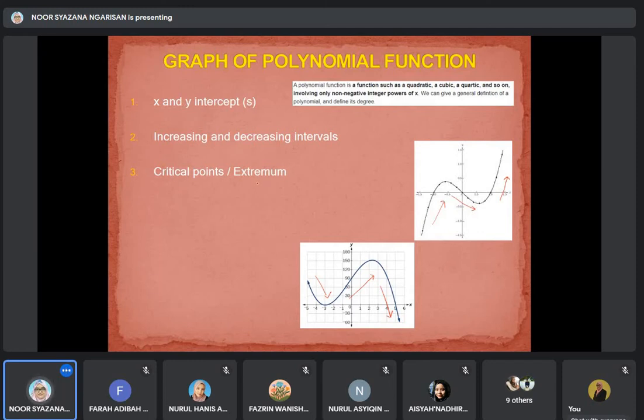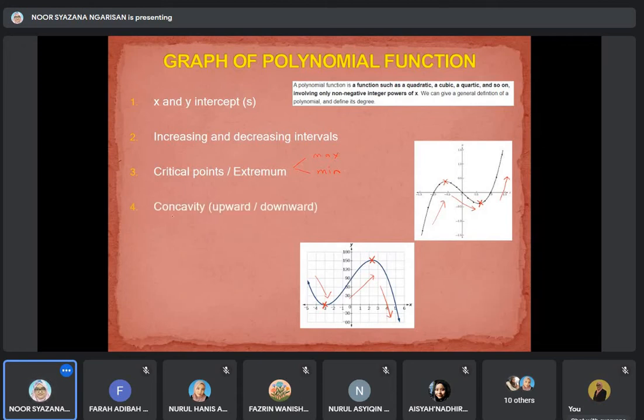Third, critical points or extremum. Okay, nama pun critical. Okay, critical point ni ada dua. Sama ada maximum ataupun minimum. Okay. Maximum point or minimum point. Based on these two graphs, kita nampak ni. So this will be the maximum point and this will be the minimum point. Okay. For this graph, this will be the maximum point and this will be the minimum point. So that is the third information that we need. Critical points or extremum. Okay, there are two types, maximum point and minimum point.